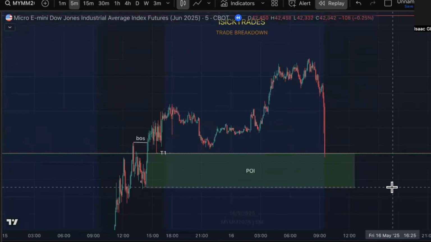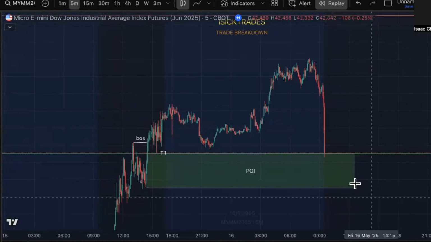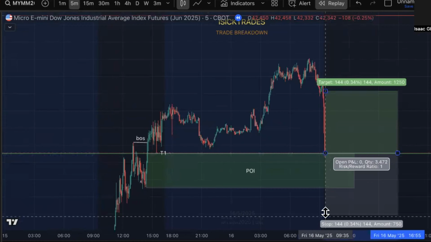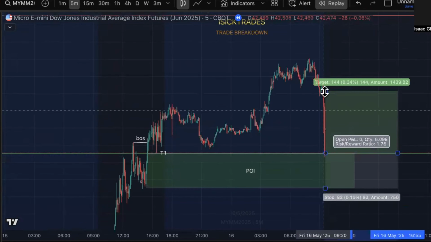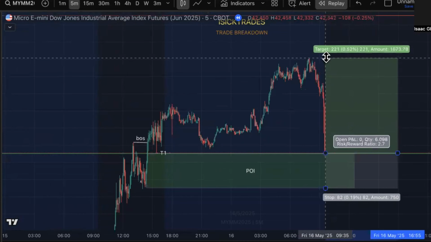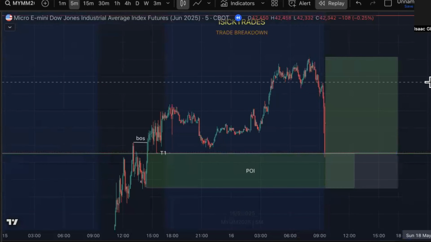Now there's two ways you can approach this. The very first way is to just put your entry here. You can put your stop loss at the low, your take profit at the high. But doing this will only get you a 1 to 2.7, maybe 1 to 3, which is fine.